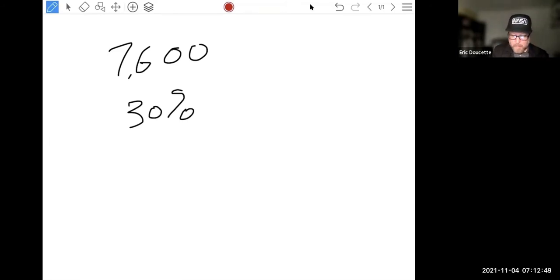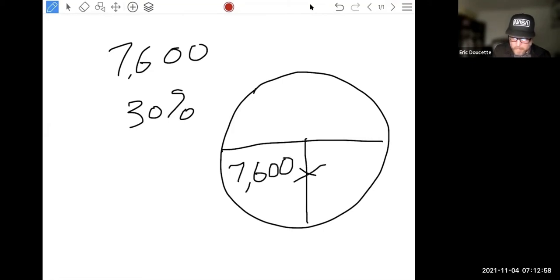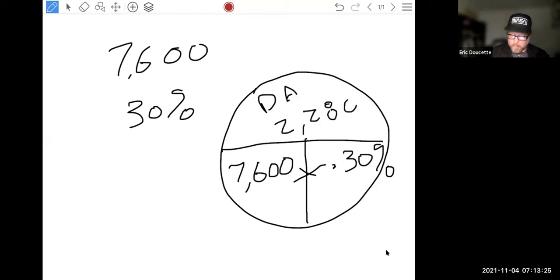I'm going to go back and use the formula that I showed you last time. In this case, $7,600 was the amount of the invoice, and they're going to offer you a 30% discount. So how much is the discount amount, DA? I would just multiply those two together: $2,280 discount. That's what they're going to give you off of that invoice. So that's the amount of the trade discount. That's what the question is asking.